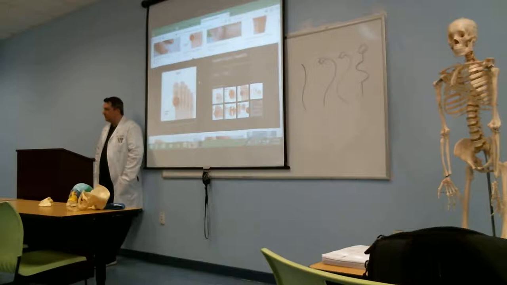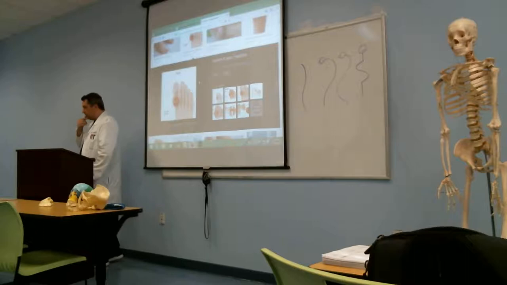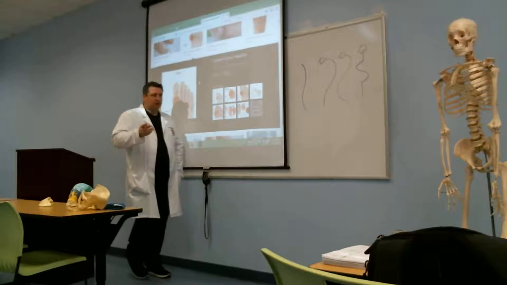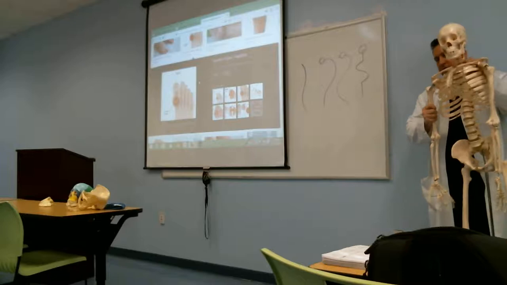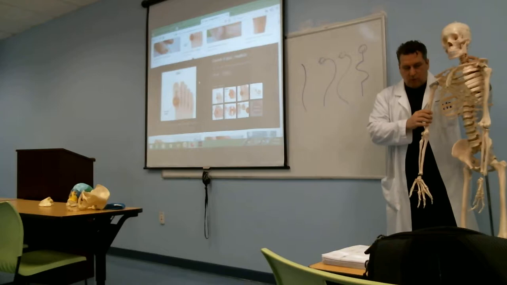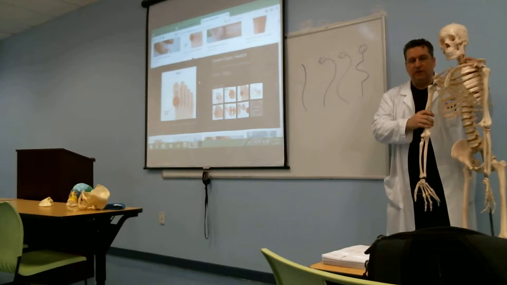A dislocation is a displacement of the bone out of a joint. I think we all know what a dislocation means, right? Yes. It means this humerus should be up in here, but it's not. It's way over here or something. So what we've got to do is push it back into place, which is a loud and painful process.